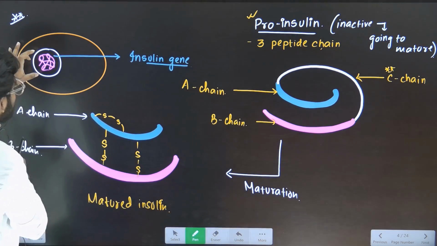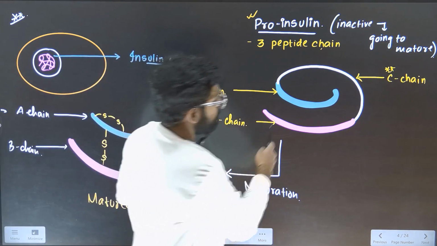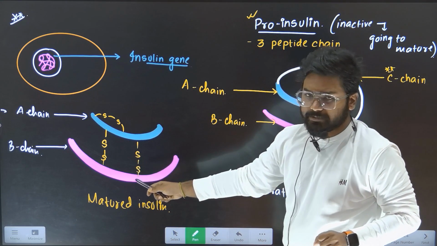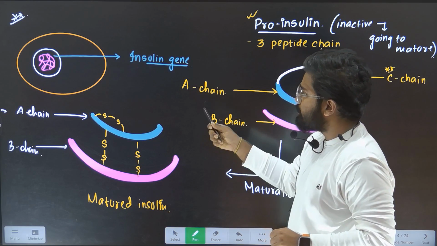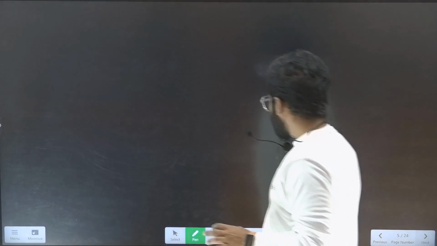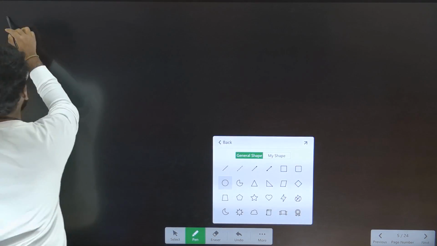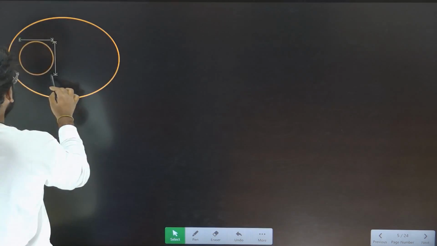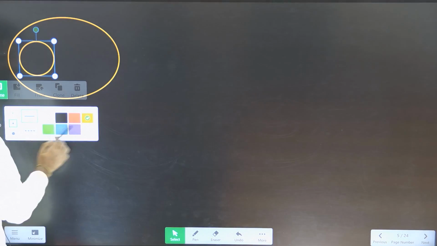Let us see how genetic engineering is going to produce this. By the process of genetic engineering. See, this process takes place in the body, so by genetic engineering we need to produce this one. We will see what the process actually is. Say this is a human cell, and this is the nucleus.